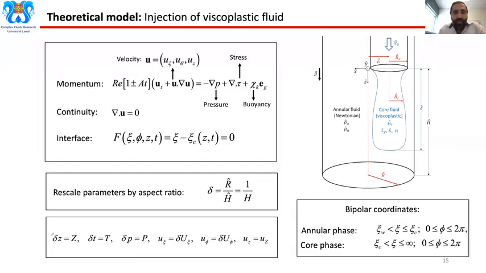The equations of motion and continuity and the interface condition in dimensionless form are given here. Due to the eccentricity of the flow, we are using a bipolar coordinate system in which the interface, the core fluid interface, is represented by ξ_c, and the walls are represented by ξ_w. So this is where the interfaces and the boundary conditions are located.